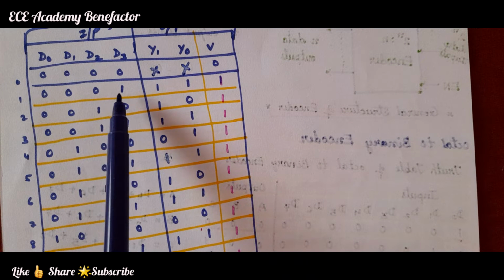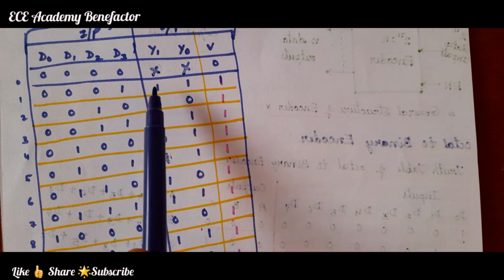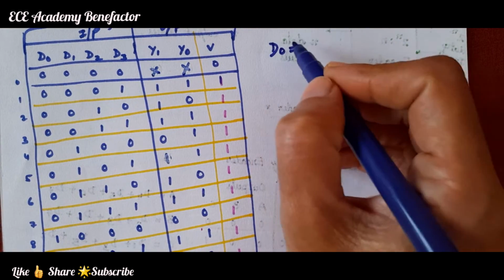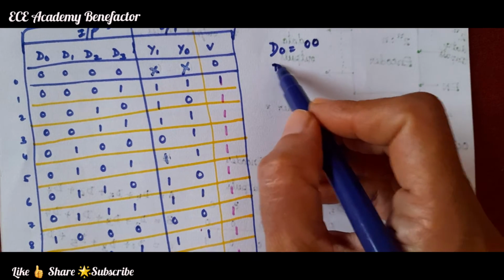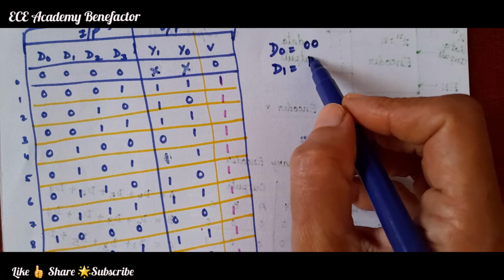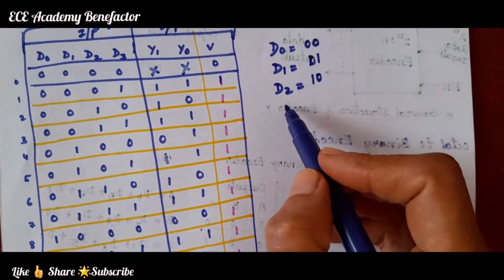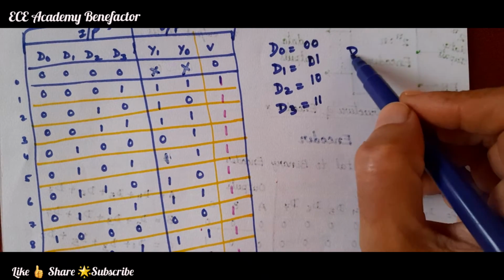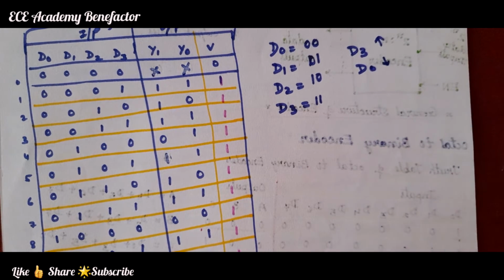Now, D3 is high here. D3 is high means what will be the output here? 1 1. For D0 the output will be 0 0. For D1 the output will be 0 1. For D2 the output will be 1 0. For D3 the output will be 1 1. So D3 has the highest priority and D0 has the lowest priority.